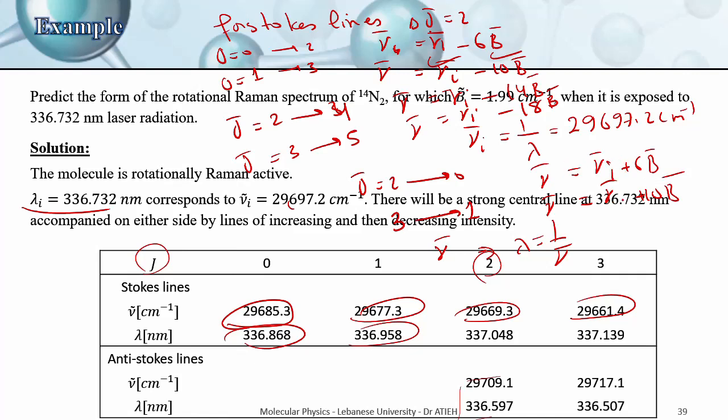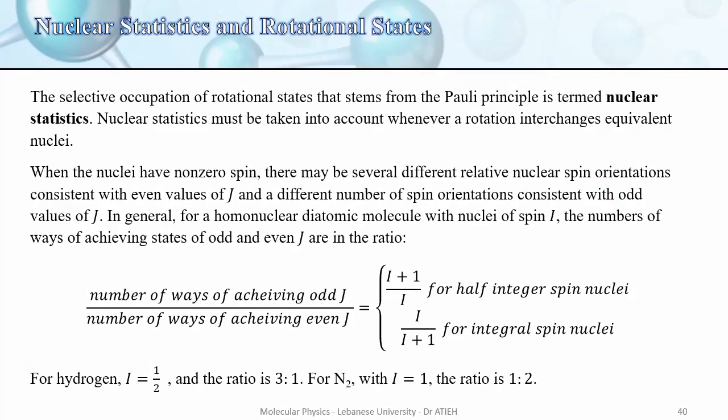You have the incident wave number. You have b bar. Just calculate the scattered wave number, and you will get these values here. Once you get them, you are able to calculate lambdas below. The last idea talks about nuclear statistics and rotational states.